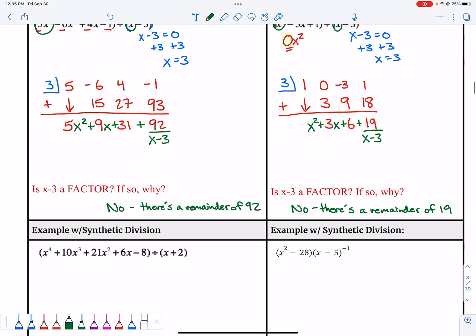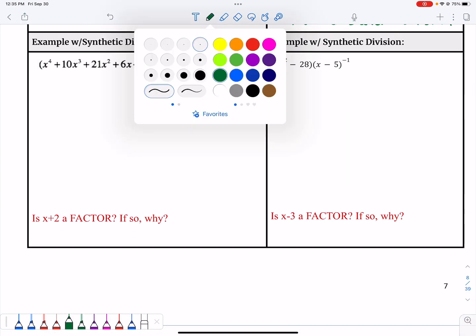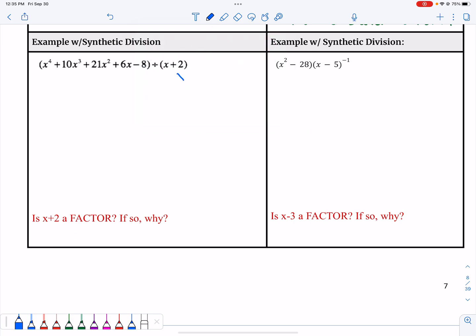All right, so let's look at a few more. If we divide by x plus 2, then we would say x plus 2 equals 0. Subtract 2.